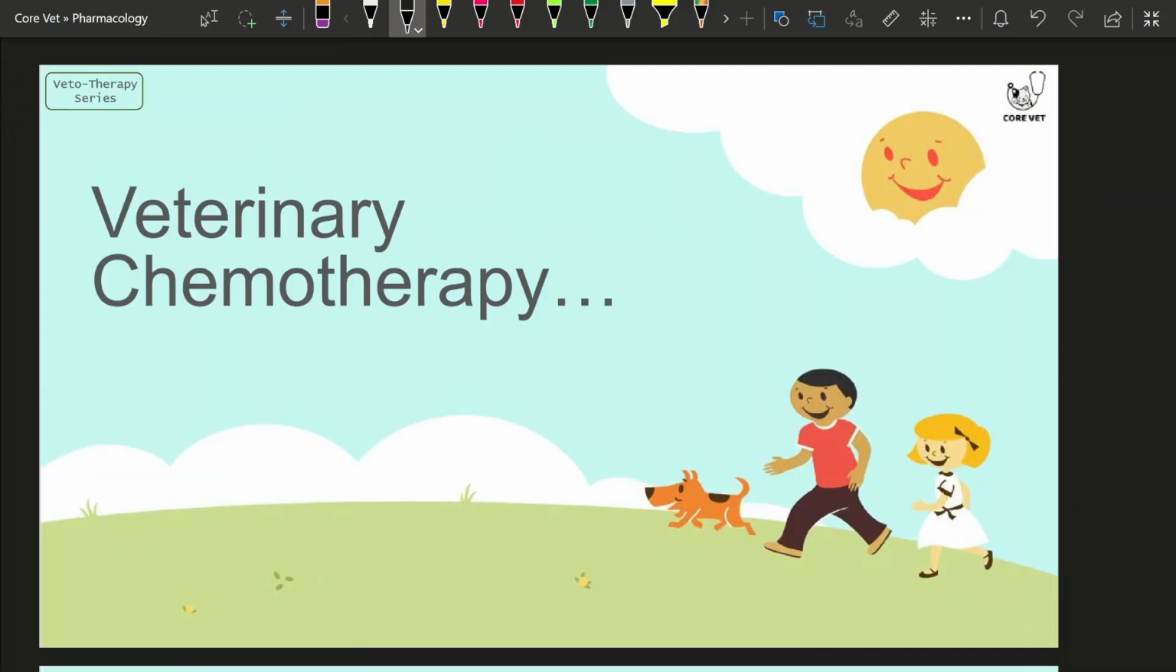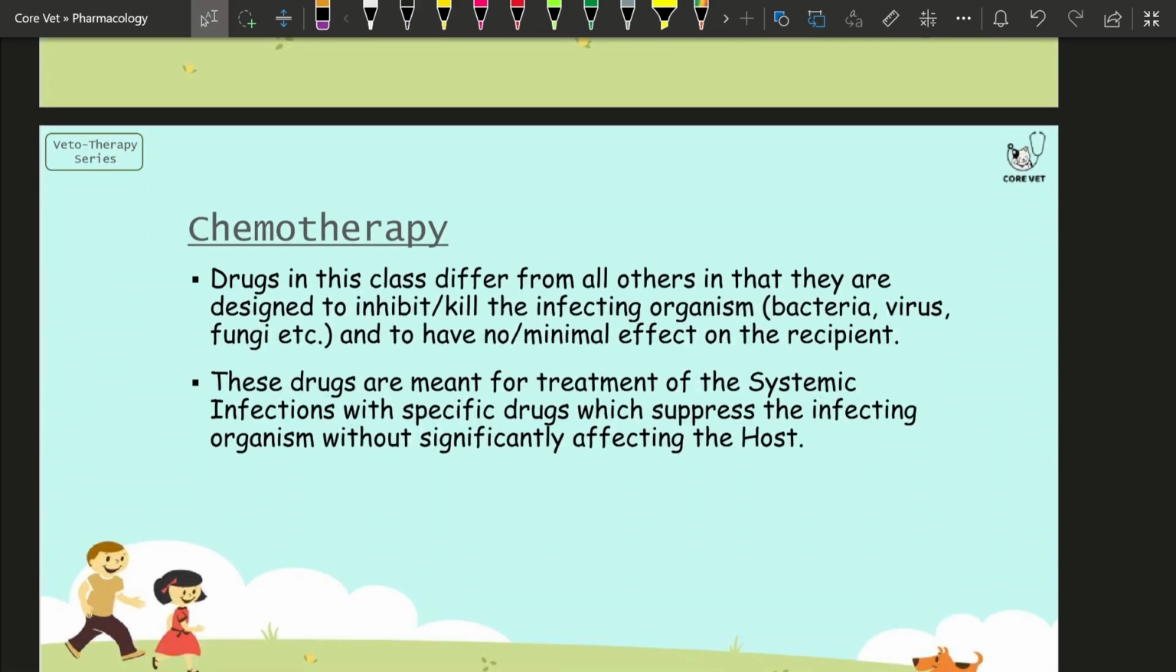So today in this particular session, we will be starting with the chemotherapy. In chemotherapy, the first two lectures will be on general chemotherapy, and after that I will be starting with the classes of the drugs, continuing from the sulfonamide itself. Okay, so starting with the chemotherapy.